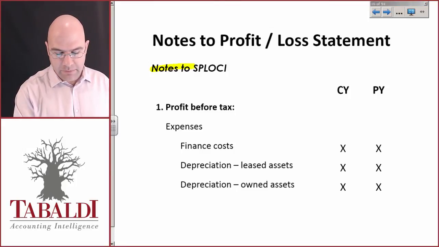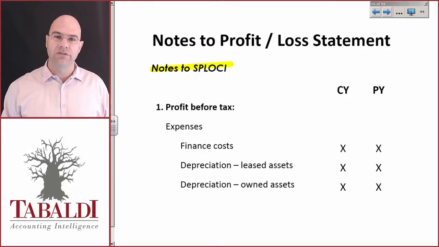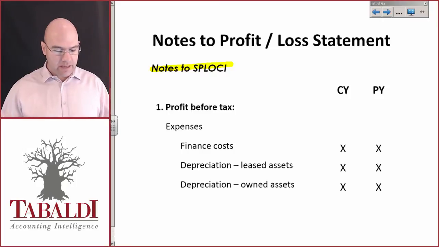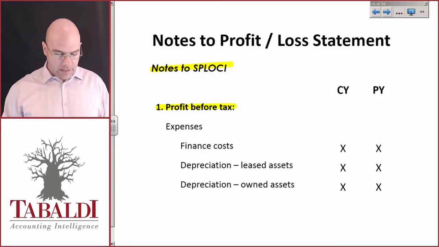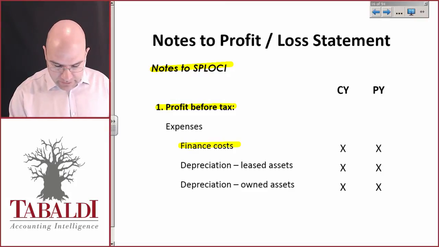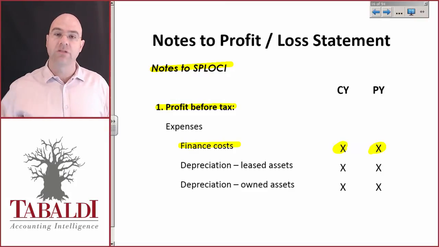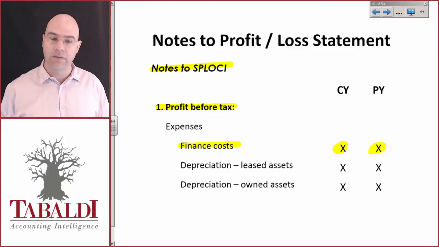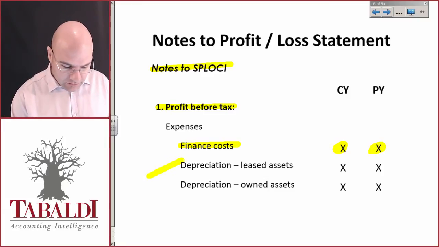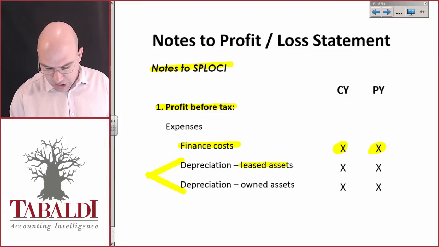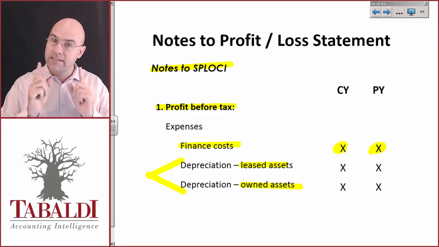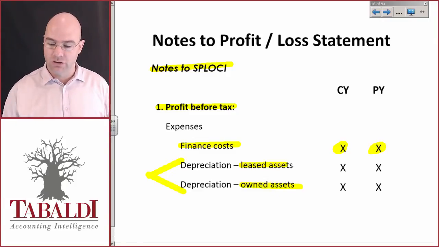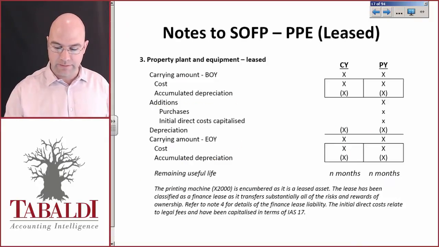Then, notes to the statement of profit or loss and OCI. Nothing hitting OCI here. It's only going to go into the profit before tax. Now here, you will have finance costs, or you're going to have interest on the lease expense, right? On the lease liability, sorry. Then I need you to remember to split depreciation and disclose depreciation on leased assets separately from depreciation on owned assets. That's all there is.